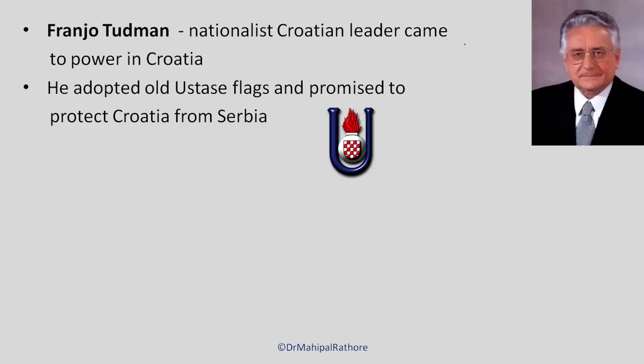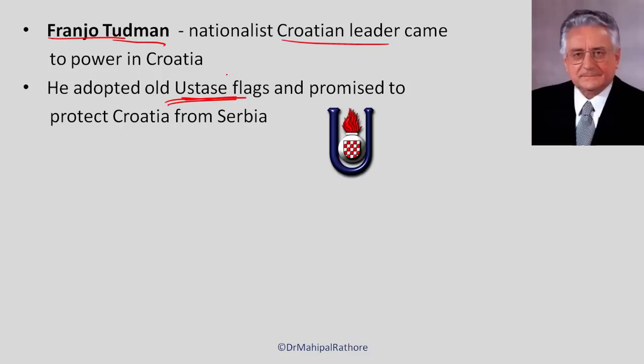During these elections in Croatia, Franjo Tudjman came to power. That is how his name is pronounced, Franjo Tudjman. He was a nationalist Croatian leader. He said, I will stand against Milosevic's actions, what he is doing to Albanians in Kosovo, he can never do with us as long as I am living. So I will protect the Croatians from the atrocities of the Serbs, who are dominant in the Yugoslavian government. He started adopting old symbols and old flags of the Ustashi.